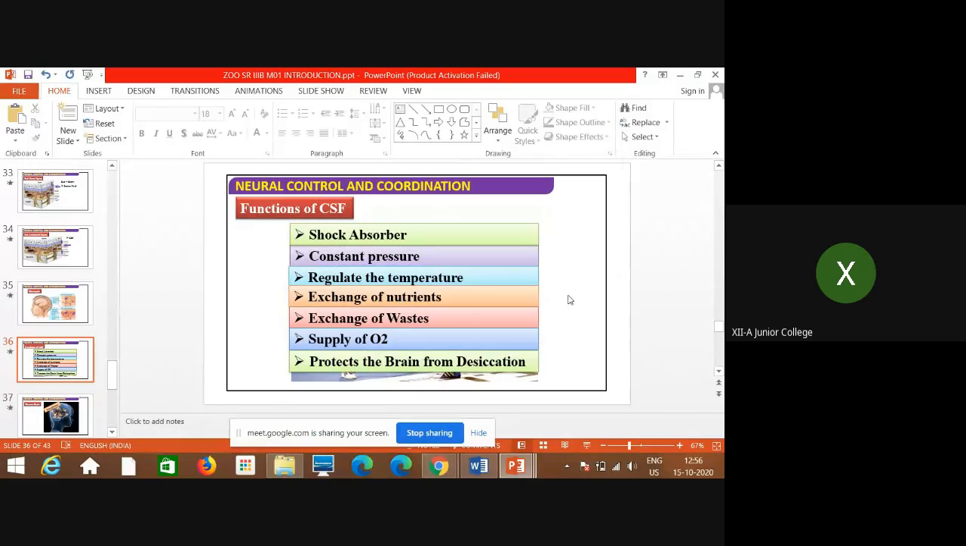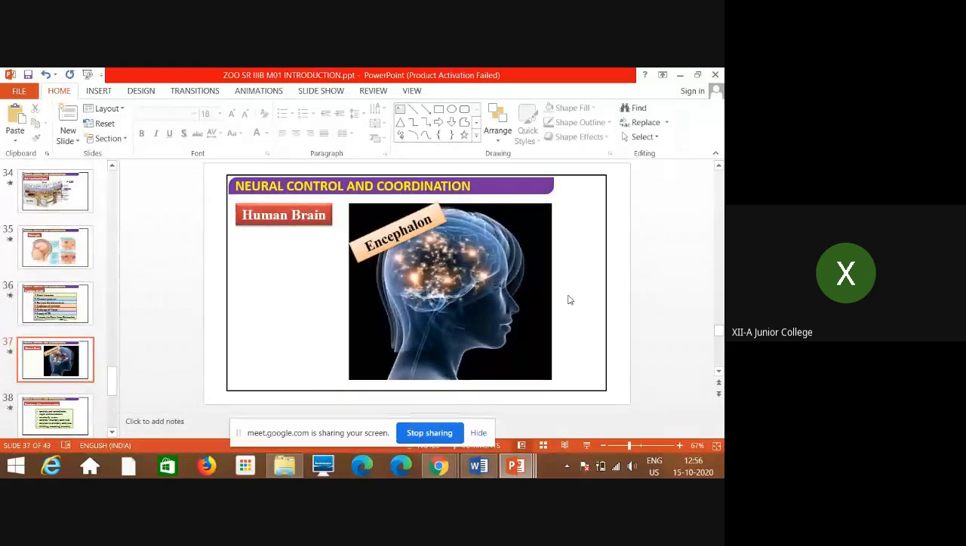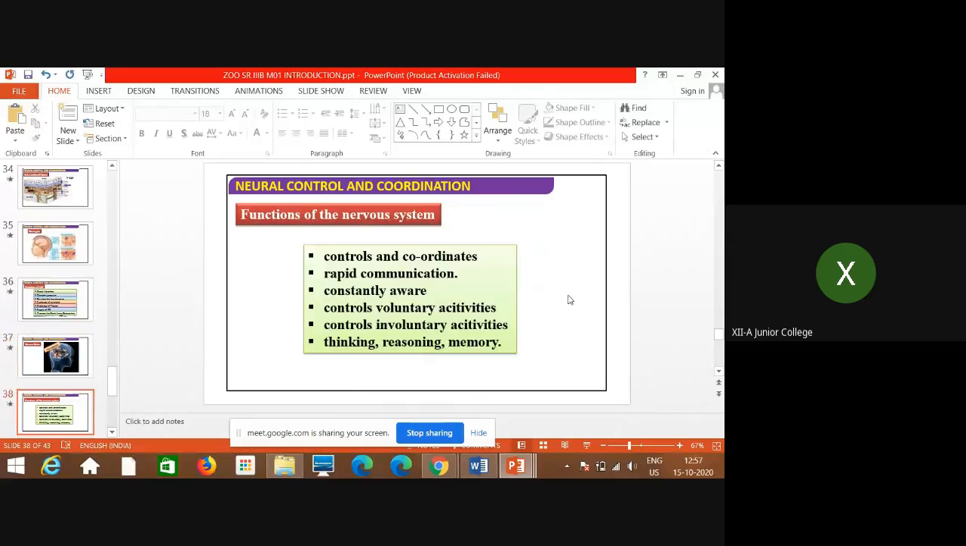Now, what is the function of CSF? It works as a shock absorber. Constant pressure is maintained, the pressure of these layers and whatever internal parts of the brain. Then it regulates the temperature. Then exchange of nutrients, that is also a very important function of the CSF. Then exchange of wastes. Then supply of oxygen, that is very important, and it protects the brain from desiccation. As it is present there, it protects the brain from desiccation. So this is the human brain or encephalon.